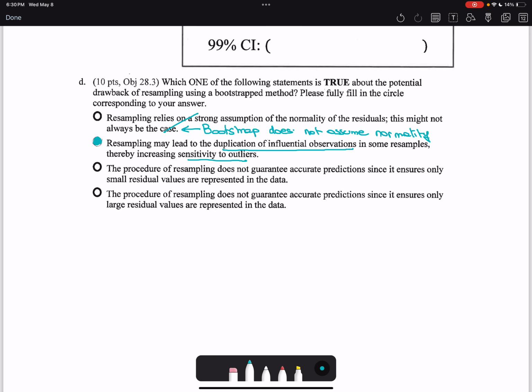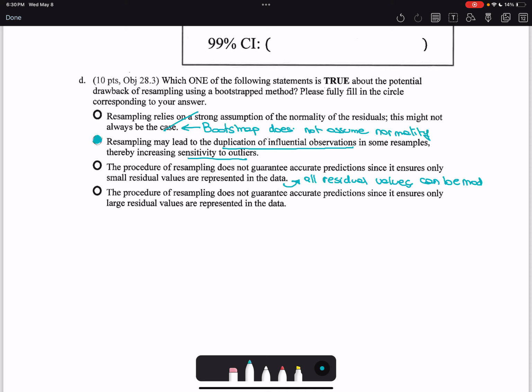Now, the procedure of resampling does not guarantee accurate prediction since it ensures only small residual values are represented in the data. No, all residual values can be sampled, sorry. All residual values can be sampled. So that's why I would discard this one. The procedure of resampling does not guarantee accurate predictions since it ensures only large residual values are represented in the data. And now, again, I would refer you back to that statement.